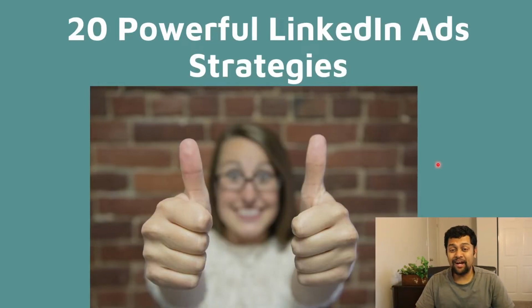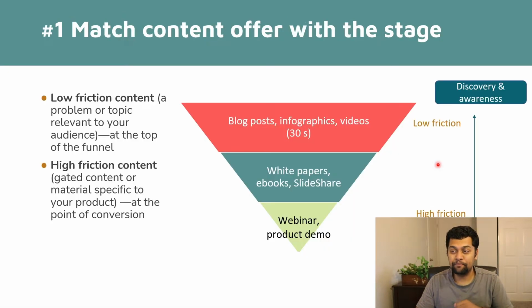Now let's get started with some of the powerful advertising strategies that will not just help you increase your click-through rate, it will help you decrease your cost per acquisition and overall improve the performance of your campaign. So the first tip I would say is match your content offer with the stage. Now this is super effective because when you think about what stage your buyers are at, typically they are in the discovery and awareness stage, or they are in the conversion stage.